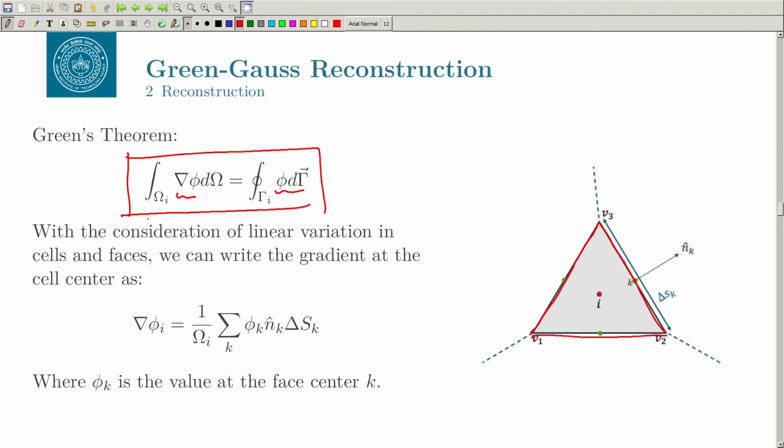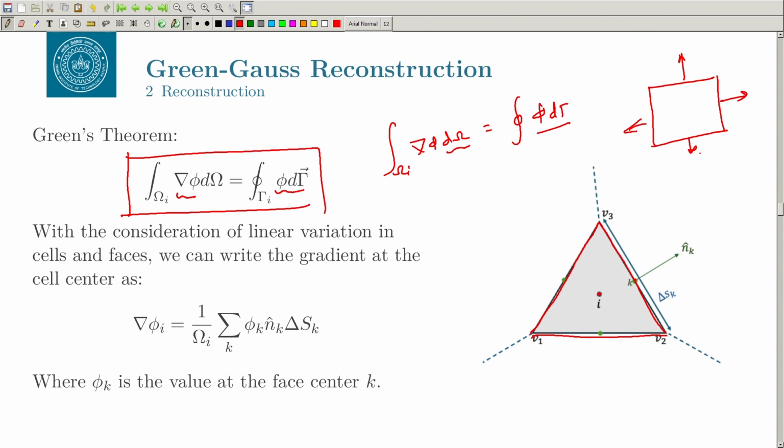So, the formulation is like this. If you have del phi d omega, where d omega is basically the elemental volume, for all the volume you take all the faces and get the value at those faces, and then you integrate it. Basically, if you have, let us say, 4 faces in your cell, then all 4 will be integrated.